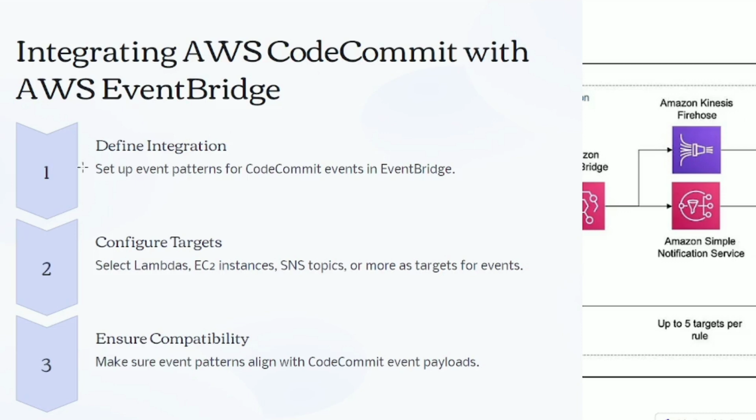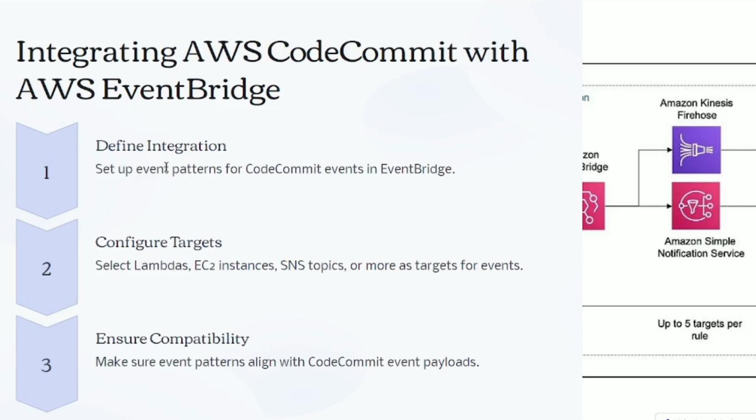First, we need to set up the event pattern for our CodeCommit events in EventBridge. So we need to fix which events we need to trigger. For example, if any pull request merges into the main branch, then I can trigger EventBridge. That is one of the examples. So whatever event you need, you just define it.